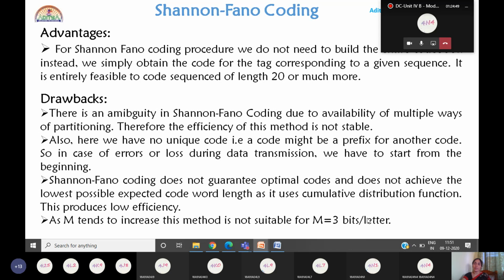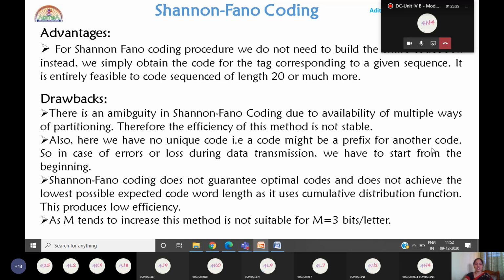this method is not suitable, and I have given you homework. Take the first example and try to solve the same by using m equal to 3 bits per letter. Tomorrow, all of the students who are present in the classroom, please try to solve that problem and get me the efficiency by considering m as 3 bits per letter. Use the Shannon Fano encoding process and calculate the efficiency. Then you will be clearer about the last drawback of the Shannon Fano coding method.